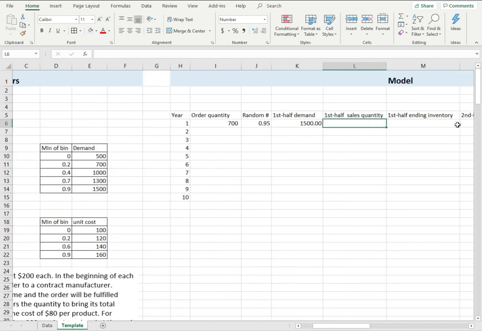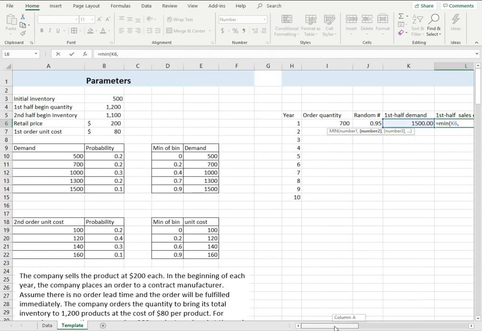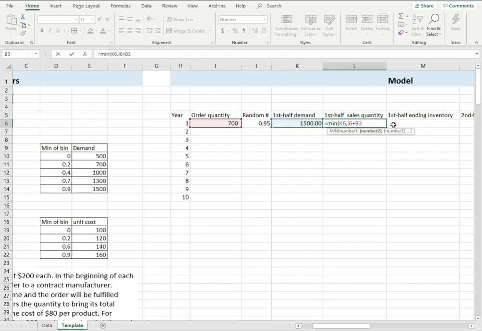Well, this first half sales quantity should actually be this minimum. The smaller of your demand versus your available inventory. My available inventory is whatever I order plus whatever I start with. Okay, so my sales quantity, you see, it's only 1,200.